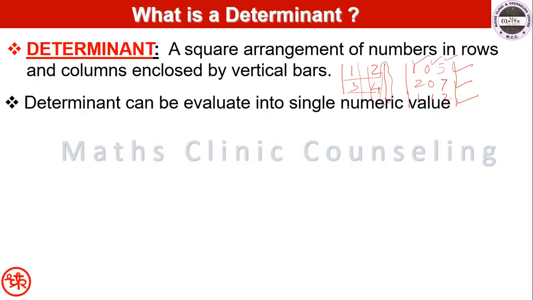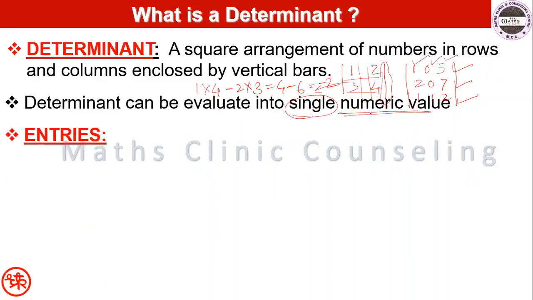So this is a determinant, and it was denoted by a capital delta. A determinant can be evaluated. For example, if we solve this determinant, it is 1 into 4 minus 2 into 3, that is equal to 4 minus 6, and so the final answer is minus 2. Means a determinant can be evaluated into a single numeric value. Is that clear?